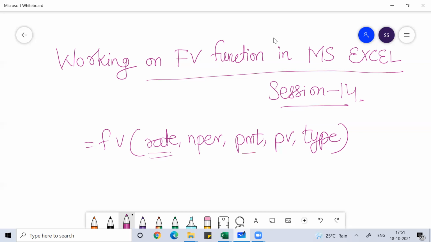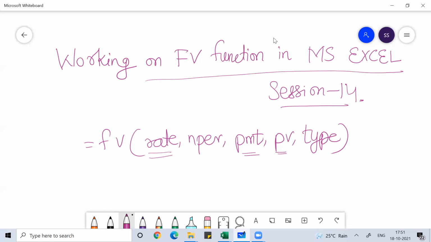PMT here means annuity. So in case you are calculating the future value of money, where the payment is continuous and after every regular interval of time, imagine you are depositing some X amount of money, that X should be constant. Then that X you can write as PMT. PV means initially, when you are calculating the future value, if you have some value left in the account, and on top of that you are depositing money, then that would be your PV.